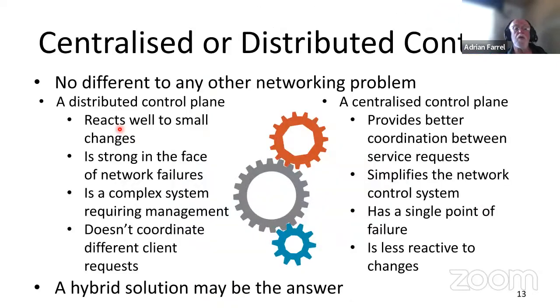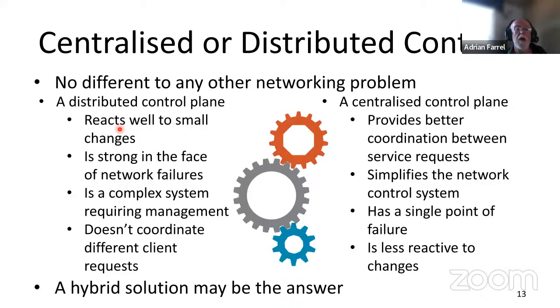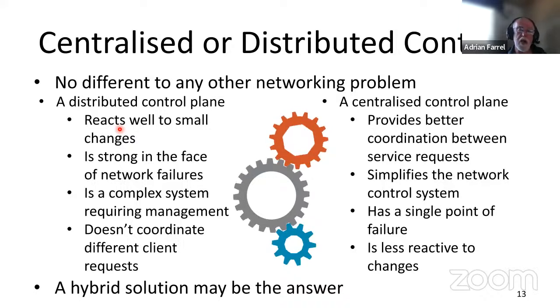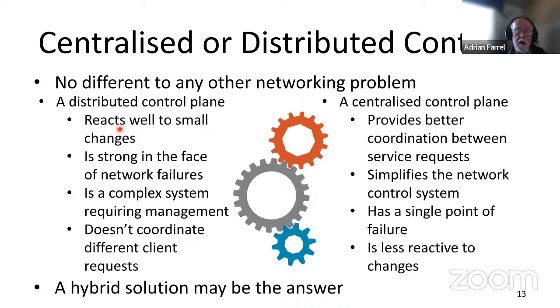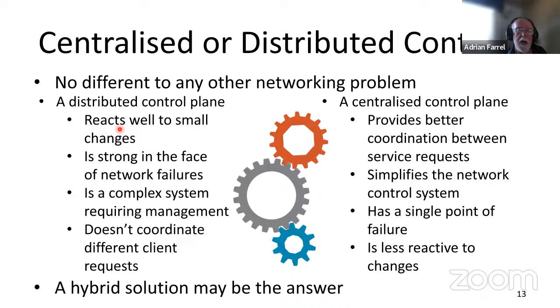So question, should we make this centralized or distributed? And I think this is no different to any other networking problems. The distributed control plane reacts really well to small changes. It's very adaptive. It's strong in the face of network failures, but it's a complex system that requires additional management, and it doesn't coordinate well different client requests on different ingress routers.